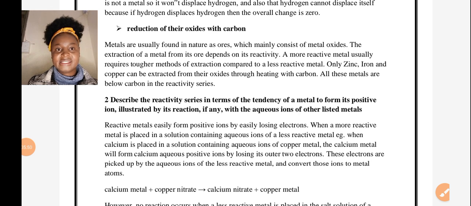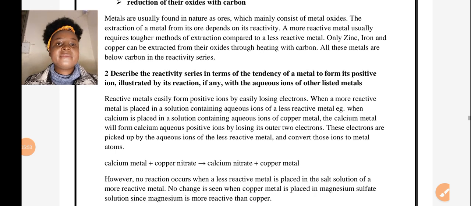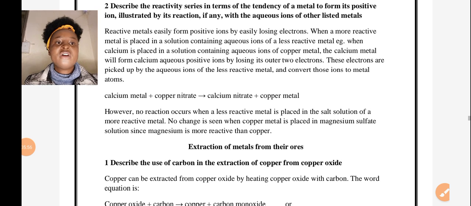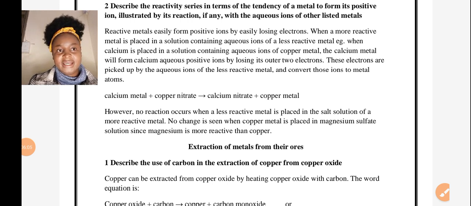So now we need to be able to describe the reactivity series in terms of the tendency of a metal to form its positive ion, which is illustrated by its reaction, if any, with the aqueous ions of other listed metals. So what do we say? Reactive metals easily form positive ions by easily losing electrons. They donate electrons. So when a more reactive metal is placed in a solution containing aqueous ions of a less reactive metal, for example, when calcium is placed in a solution containing aqueous ions of copper, the calcium metal will form calcium aqueous positive ions by losing its outer two electrons.